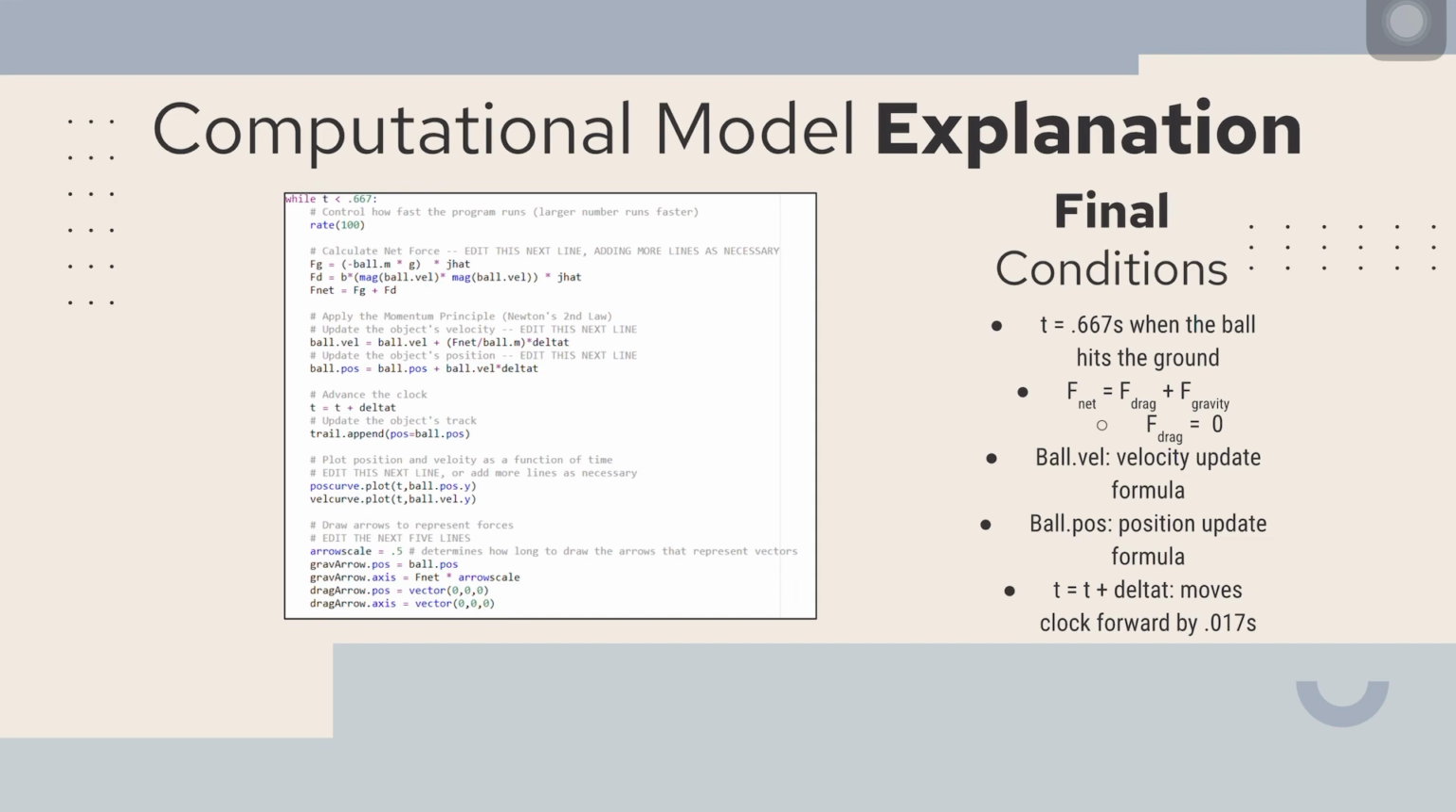The net force is equal to the drag plus gravity force. However, for the model not including drag, we see the drag is 0, so the F net is just the force of gravity. The velocity of the ball is updated using the velocity update formula, and the position is updated using the position update formula. Finally, t moves forward by 0.017 seconds each time. And we get our vector arrows by multiplying the force times the arrow scale, which in this case is 0.5.